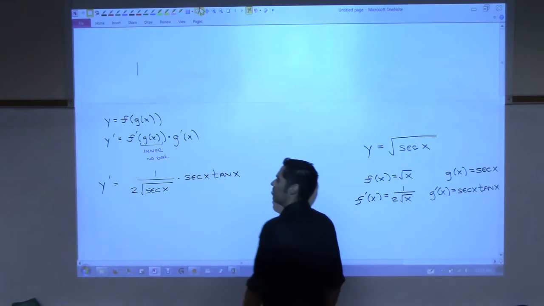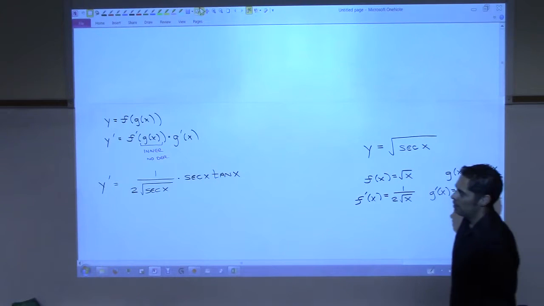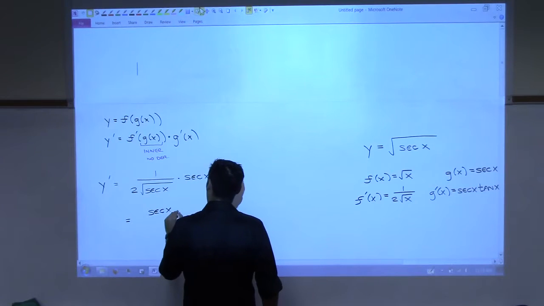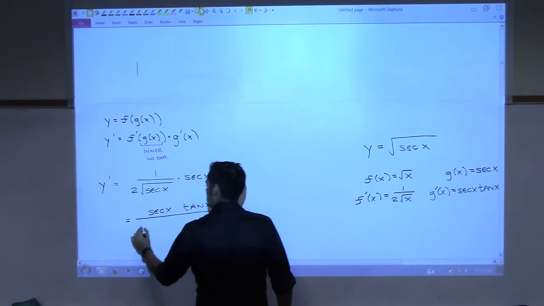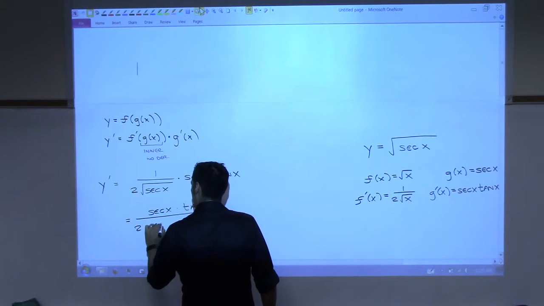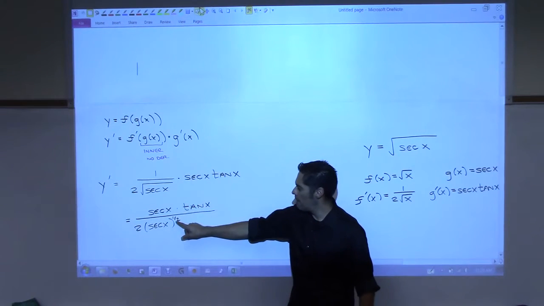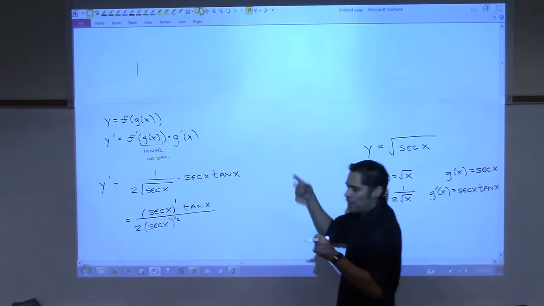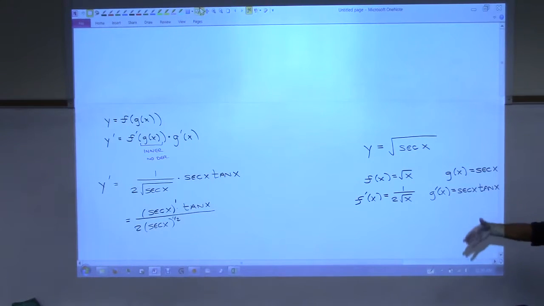Now this one's a little more interesting than the last one, because you can actually do something with those secants. Let me rewrite it so it might look a little different for you. This is secant x times tangent x over 2 secant x to the half, right? That's what the square root means. And this secant x on top is raised to the 1. It's the whole thing to the 1 power, and then the whole secant x to the half power. It's the same base, isn't it? Different exponents?